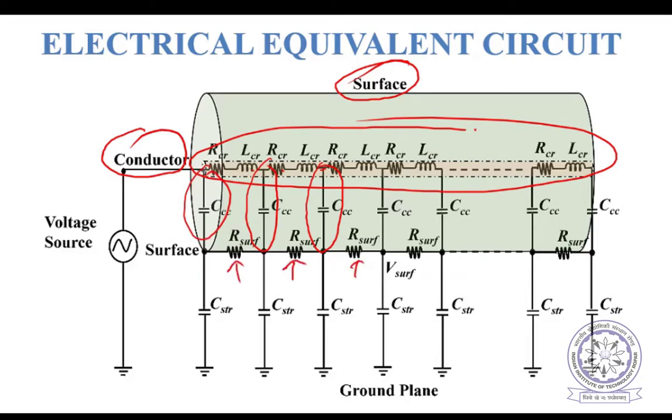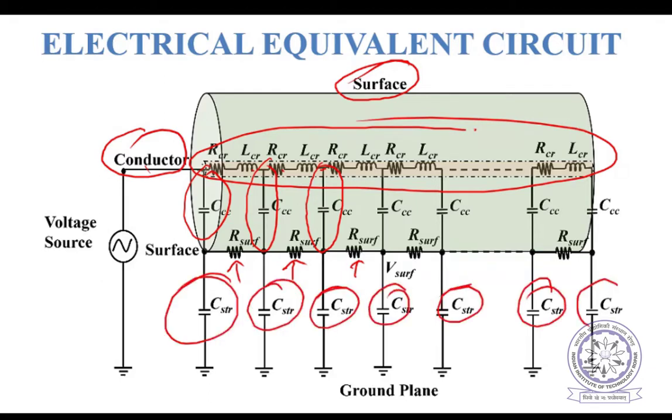Under steady state, this surface resistance role may be negligible. And if there is no current in the conductor, you can neglect the RL components also. You can simply assume it as two capacitors in series. And these capacitors represent capacitance to ground actually. So this is the model adopted for analyzing the effect. With this model, we have simulated in PSpice.